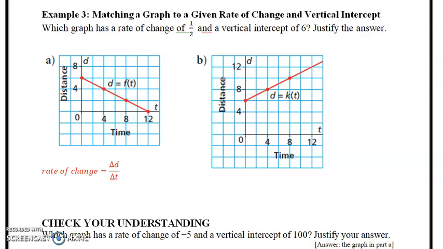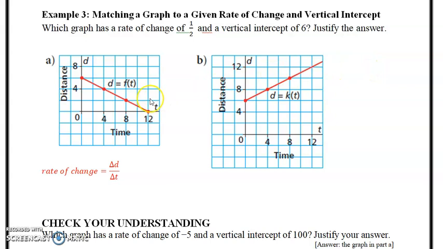We're looking at example 3. It says match a graph to a given rate of change and vertical intercept. Which graph has a rate of change of 1/2 and a vertical intercept of 6? Justify your answer. Obviously they both have a vertical intercept of 6. A positive rate of change would increase from left to right.